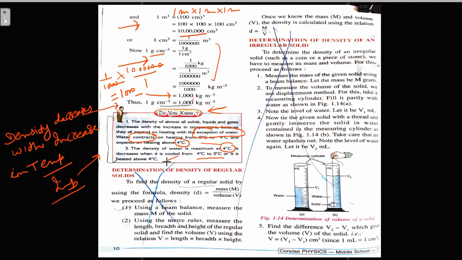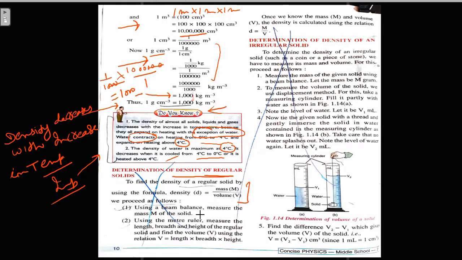So this is the next point you have to keep in mind. Now, as we have done in area and volume, we will see the measurement of density of regular solids. Regular solids, as I told you in the previous pages. So we use the formula density equal to mass upon volume.